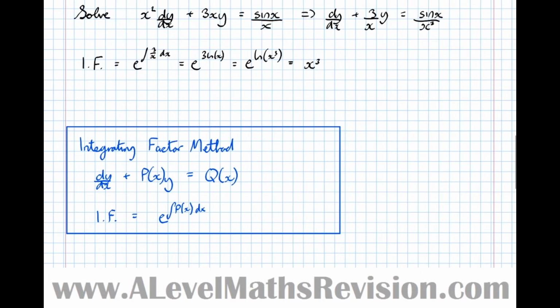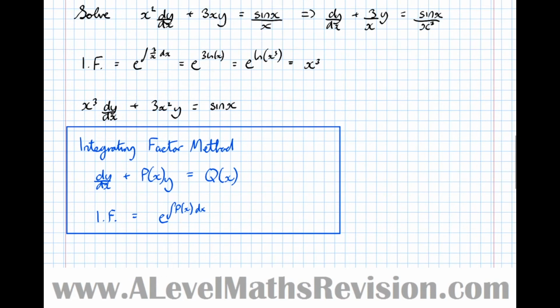And what our integrating factor does is, if we times both sides of our first order differential equation written in that form, if we times both sides by the integrating factor, we'll end up with a product rule. So let's do it. Let's times both of these sides by x cubed. So we end up with x cubed dy by dx plus 3x squared y equals just sine x, exactly what we got before.